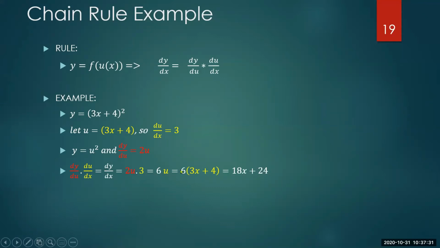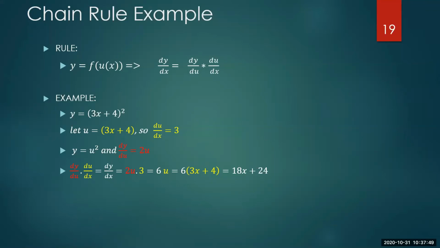But we've already said that u is equal to 3x plus 4. So we substitute the u back in here. And so we get 6 into (3x + 4), and that's equal to 18x plus 24.